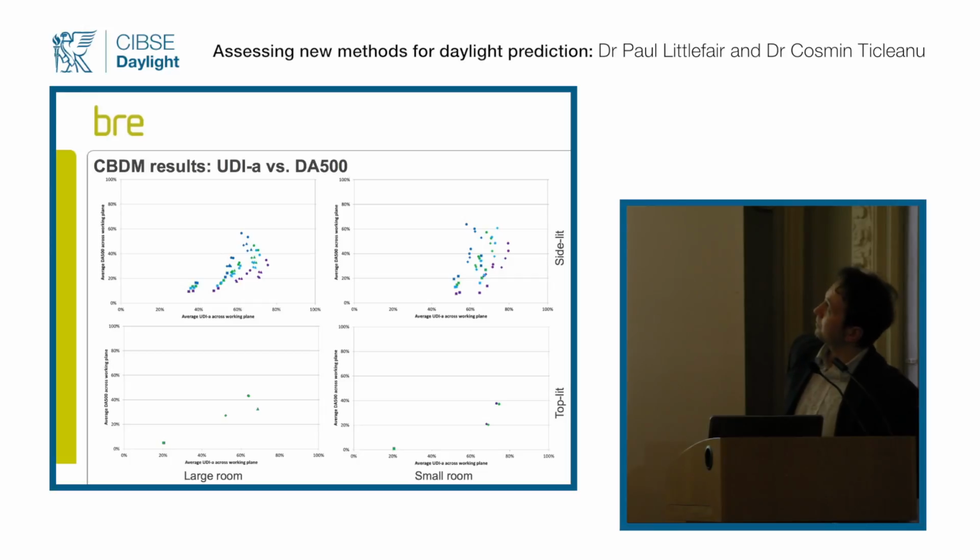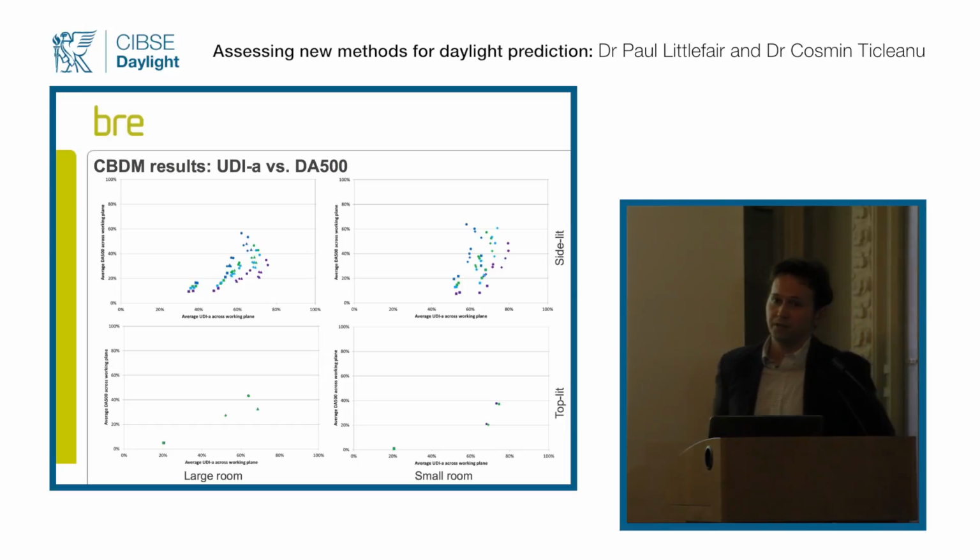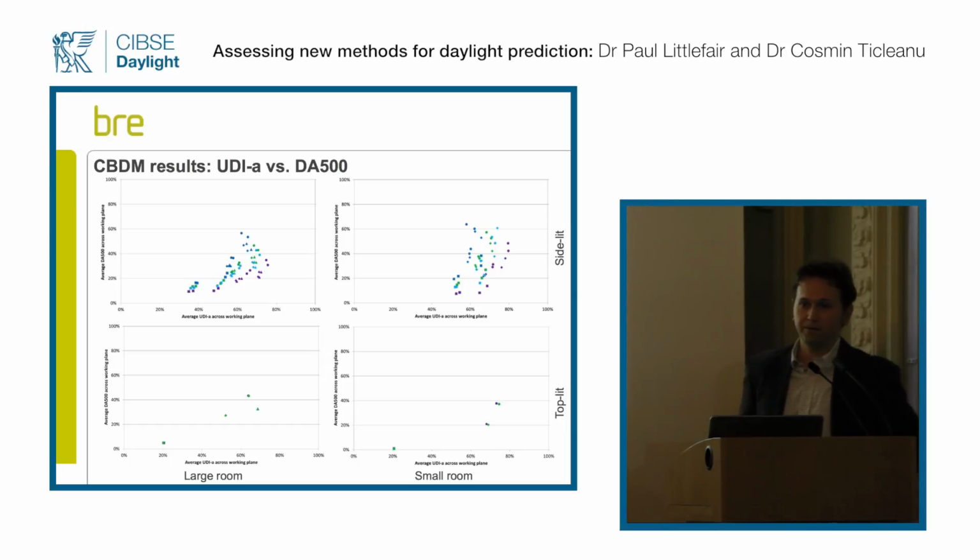Right, UDI-A versus DA 500. This graph here shows that it's a bit easier to achieve higher UDI-A values compared to DA 500 for all the cases investigated. And again, there are all these differences between the various scenarios.